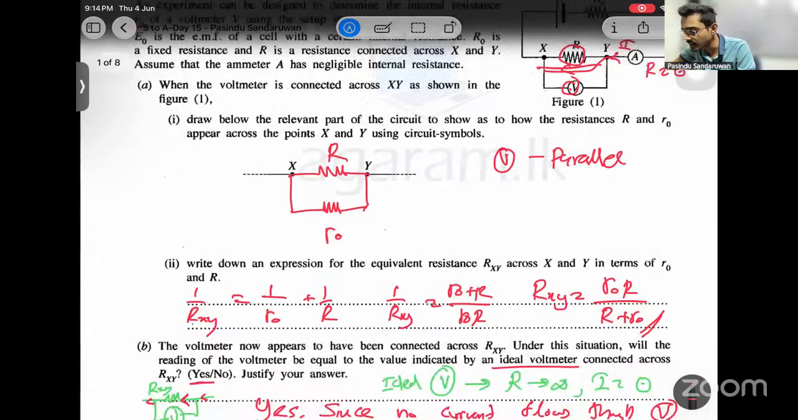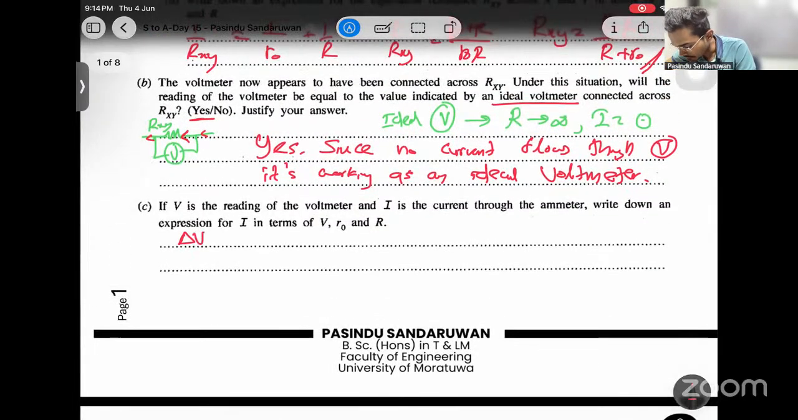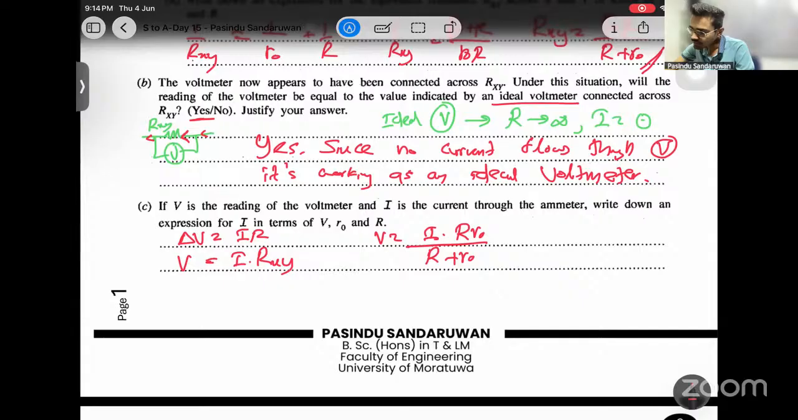Then apply delta V equals IR. Delta V is V of the voltmeter, I is I, and R is Rxy. Rxy is already simplified. Plug that in. Then V equals I times Rxy, which is R naught over capital R plus R naught. That is the expression: V equals I R naught over R plus R naught.